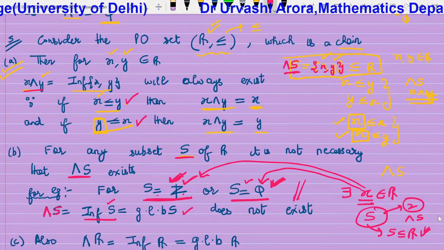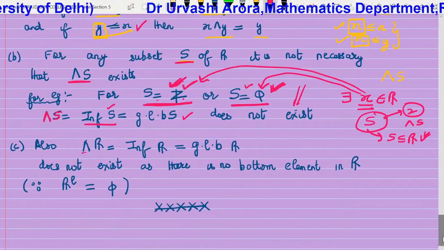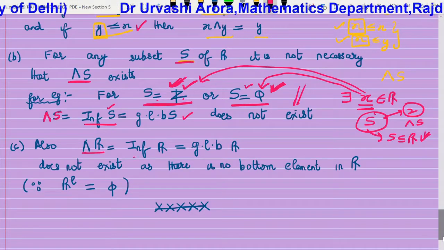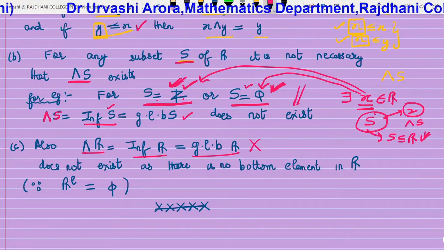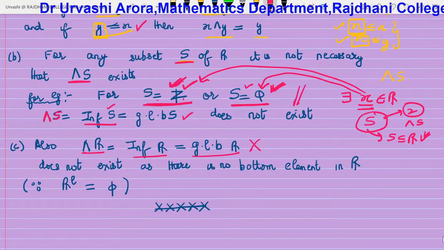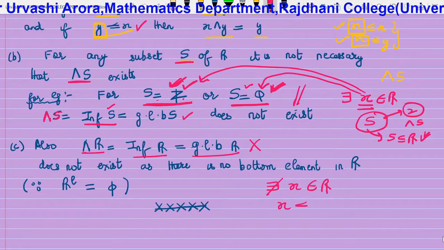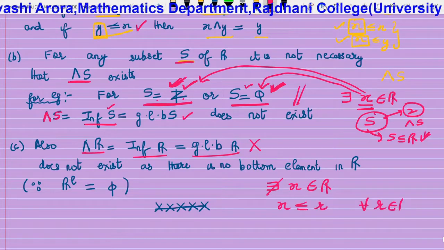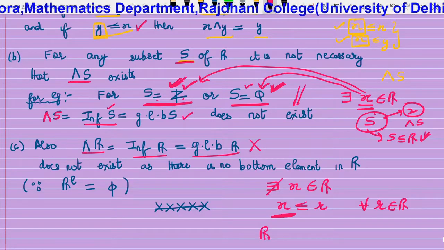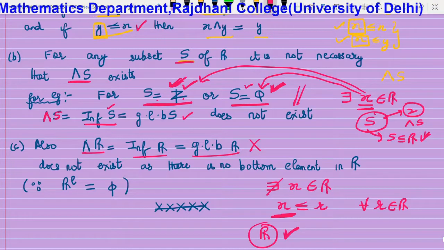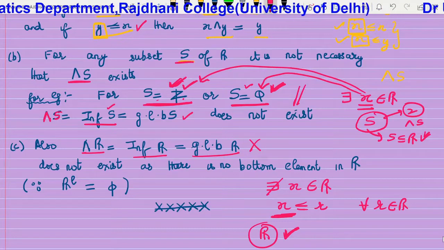Now the next question which arises is, if we want to talk of the meet of the set of real numbers, does it exist or not? The meet of the set of real numbers would be the infimum of R, or greatest lower bound of R. Again, that doesn't exist for the same reason, because there does not exist any real number x in R such that x is less than or equal to r for all r belonging to R. There is no real number which is less than all the real numbers. So the set of real numbers doesn't have a bottom element, which means that it doesn't have any lower bound.